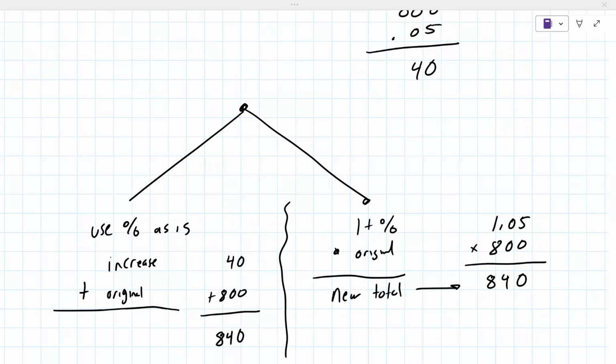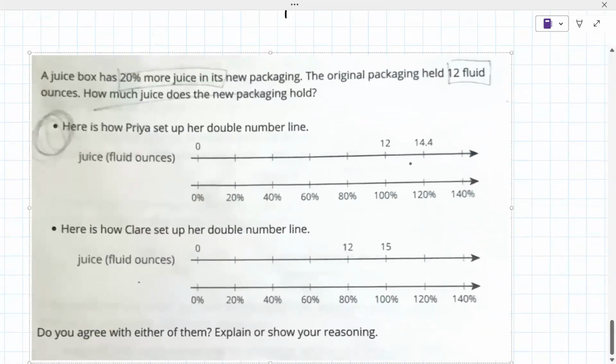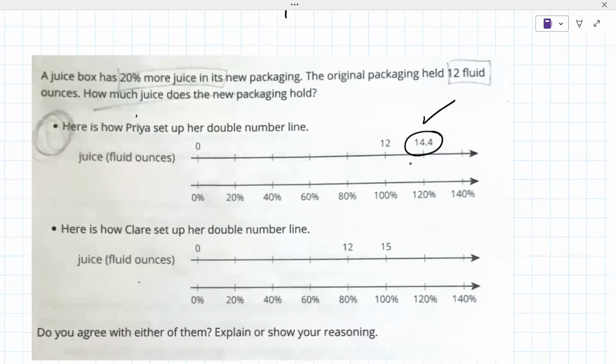Okay, so let's go back to the representing more juice problem. Assuming you actually need some answers here. So let's do these. This won't take long. We already decided that 14.4 is the correct new amount. So Priya is correct, and Claire is wrong.